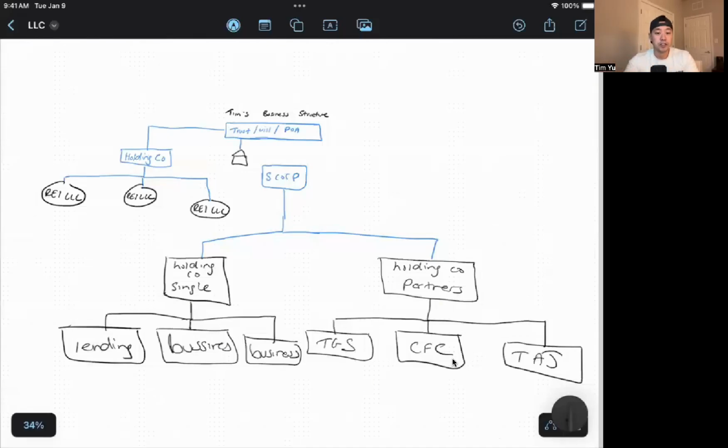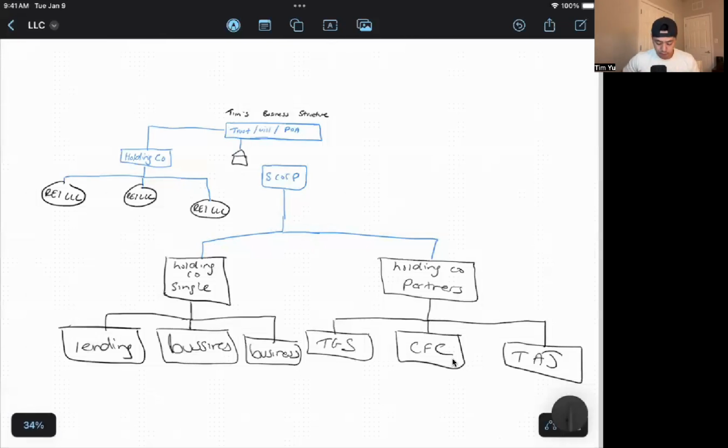Hey, a lot of people have been asking me how I structure my real estate business, so I wanted to show you a high level overview of my entire business structure, and then I'm going to deep dive my actual real estate business step by step so you guys understand the importance of it and the reasons why I did it this way.